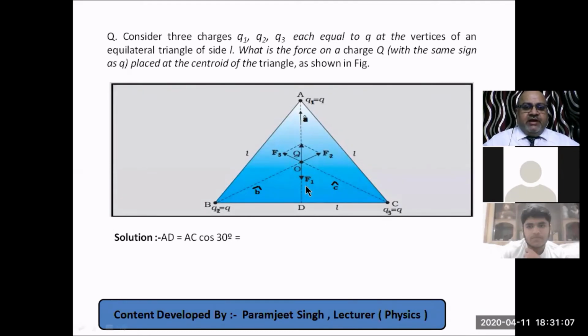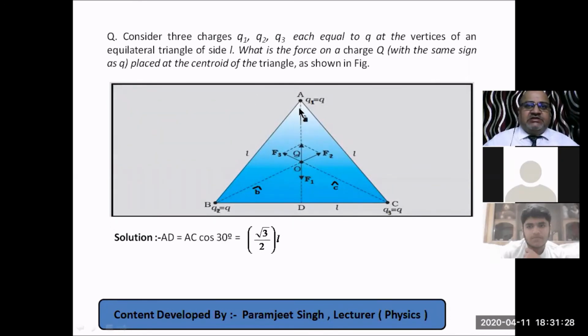So what will be AD? AD will be AC into cosine 30. See here, the statement: AD is equal to AC cosine 30. Now put the values of cosine 30 and AC. AC is L, cosine 30 is root 3 by 2. So now this side AD is root 3 by 2 L.